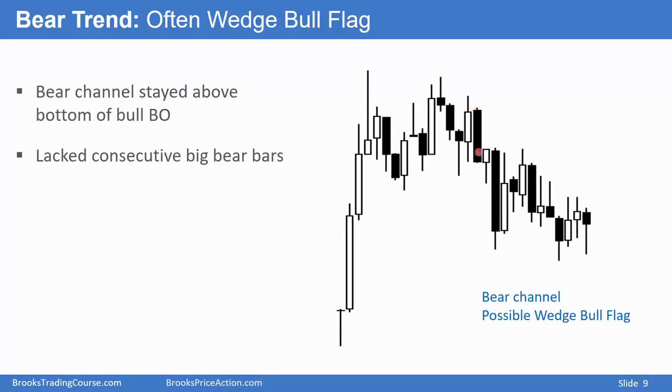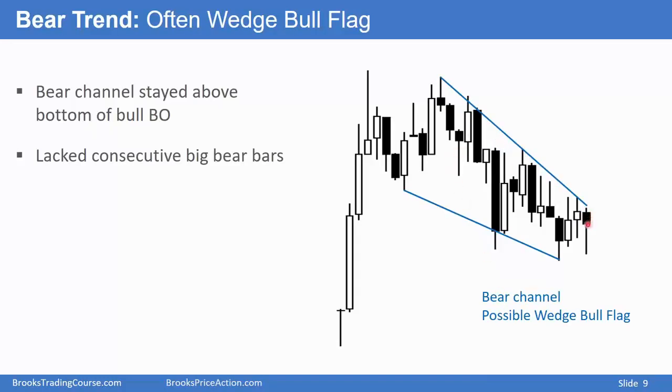Look at the sell-off. Bear bar, bull bar. A couple small bear bars, bull bar. The bear trend is lacking consecutive big bear trend bars. Also, it's holding above the bottom of the bull leg, and the entire sell-off looks weaker than the two big bull bars that went up. This might be, in fact, a wedge bull flag. 3 pushes down, 1, 2, 3, and the odds are the bulls will get trend resumption up.